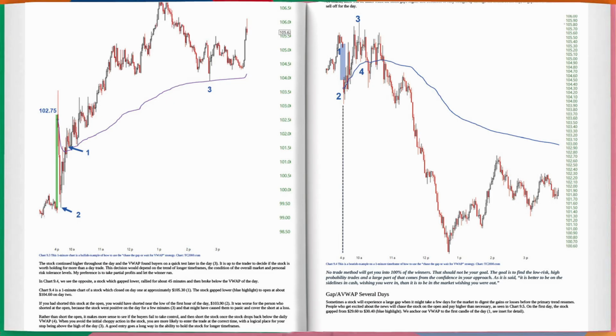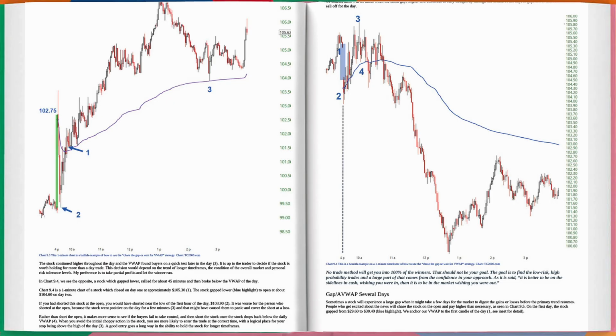Gap AVWAP several days. Sometimes a stock will experience a large gap when it might take a few days for the market to digest the gains or losses before the primary trend resumes. People who get excited about the news will chase the stock on the open and pay higher than necessary, as seen in chart 9.5. On the first day, the stock gapped from $29.60 to $30.40, blue highlight. We anchor our VWAP to the first candle of the day, 1.